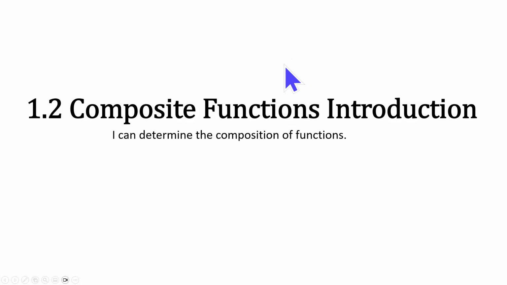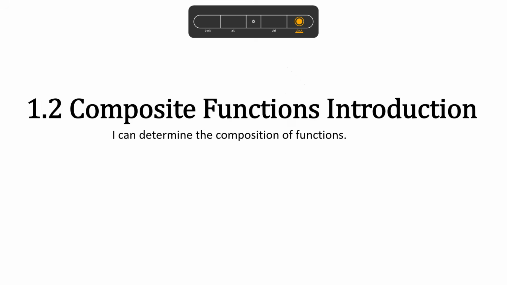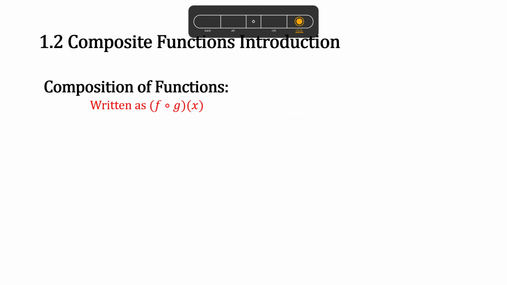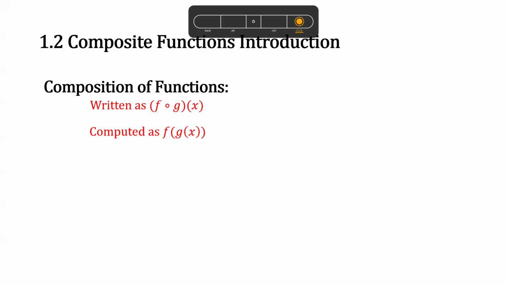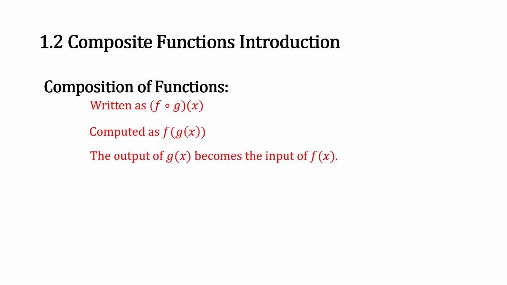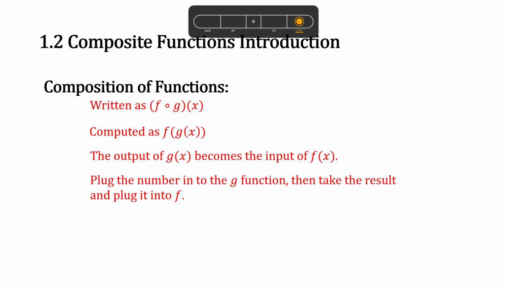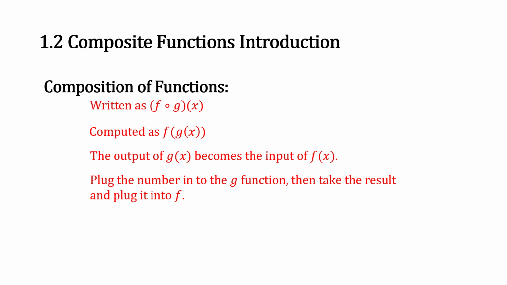Okay, let's talk about composite functions. A composite function is written as f of g of x, and computed as f of g of x. The output of g of x becomes the input of f. Plug the number into the g function, then take the result and plug it into f. Okay, let's see how this works.